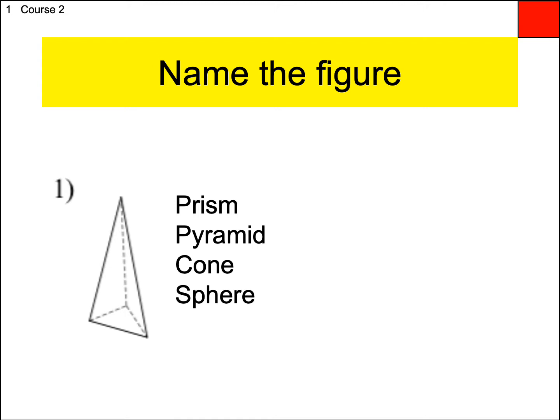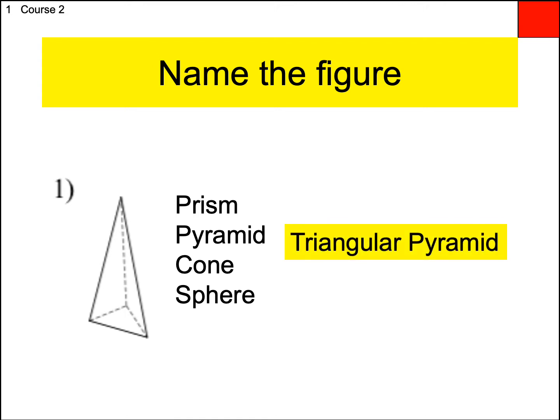And to remember this, remember all prisms, the sides are rectangles, and all pyramids, the sides are triangles. Now take a look at that and look at the sides. The sides are triangles, so that is a pyramid, but there's two types of pyramid, triangular and rectangular. So we look at the base. The base of this one is a triangle. In fact, there's only triangles there. So therefore, this is a triangular pyramid. If the base was a rectangle, it'd be a rectangular pyramid.